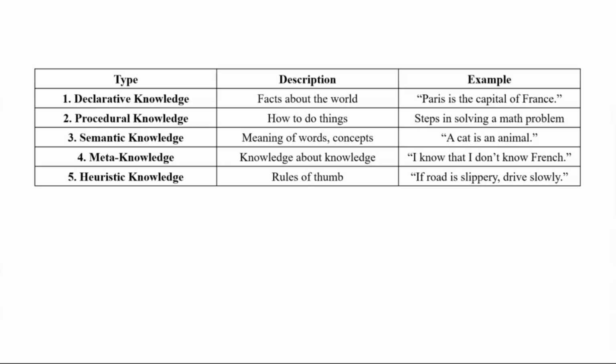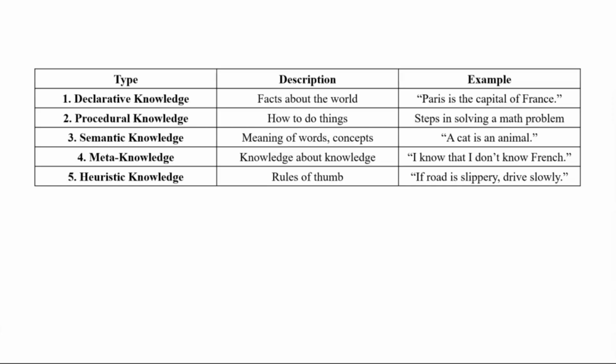And these are experience-based decisions rather than strict logical facts. So let's quickly summarize all the five types. Okay. So declarative knowledge tells us what something is. Procedural knowledge tells us how to do something. And semantic knowledge explains the meaning and relationship between these concepts. And meta knowledge tells us what we know and what we don't know. And the last one, heuristic knowledge, is based on experience and practical rules of thumb.